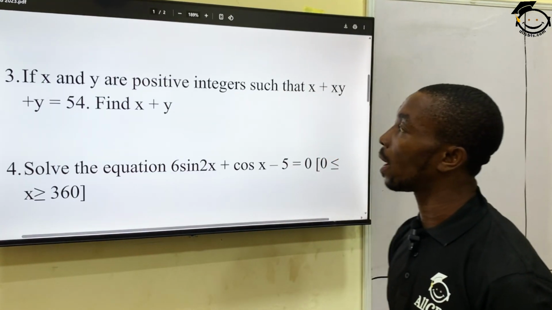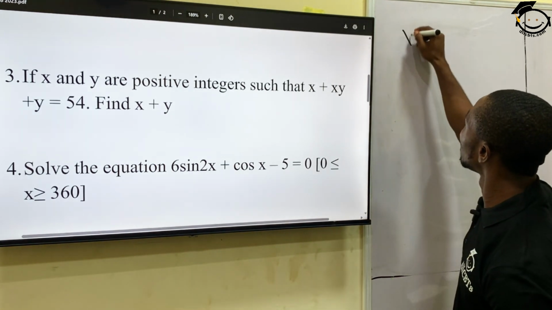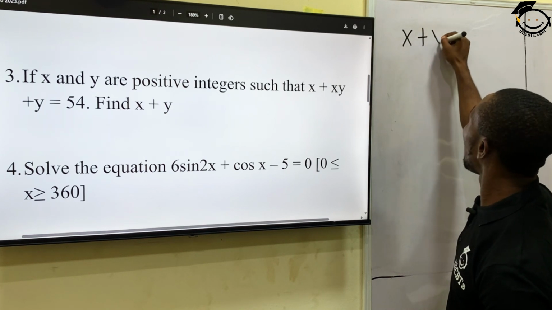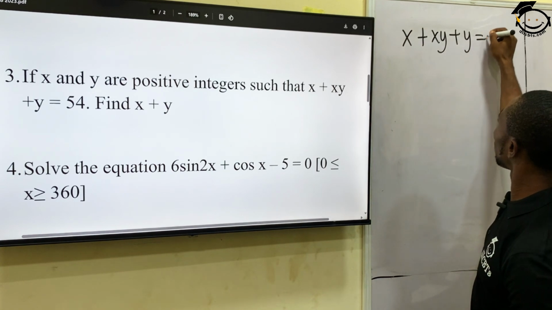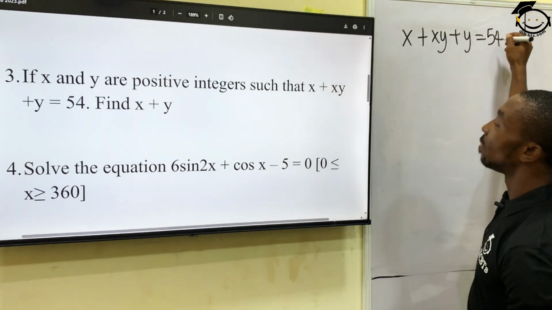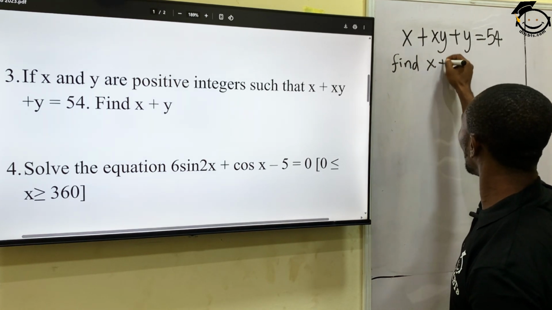If x and y are positive integers such that x plus xy plus y equals 54, find x plus y.